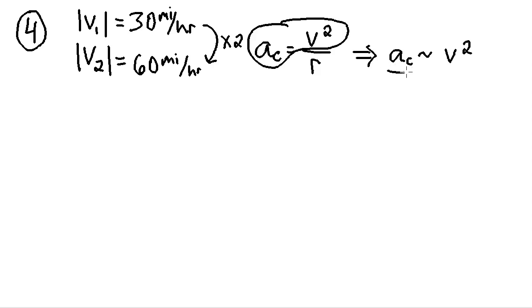So then what's going to happen to our acceleration? It's not going to double. It would double if it was only directly proportional to just the speed. But since it's directly proportional to the square of the speed, I won't just double my centripetal acceleration. I'm going to have to double it to the second power.